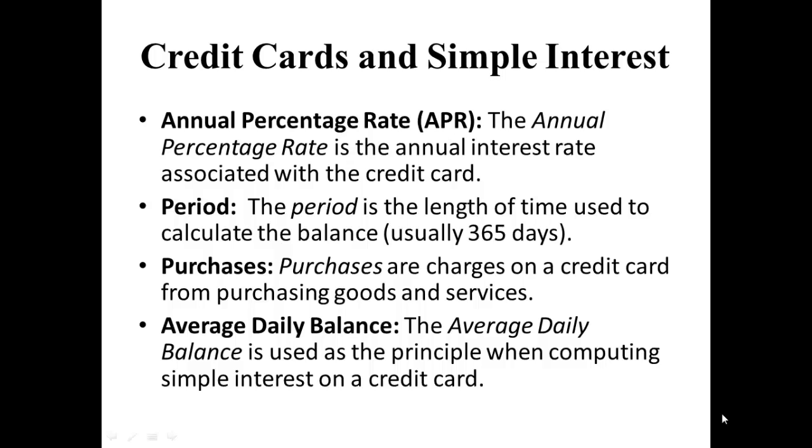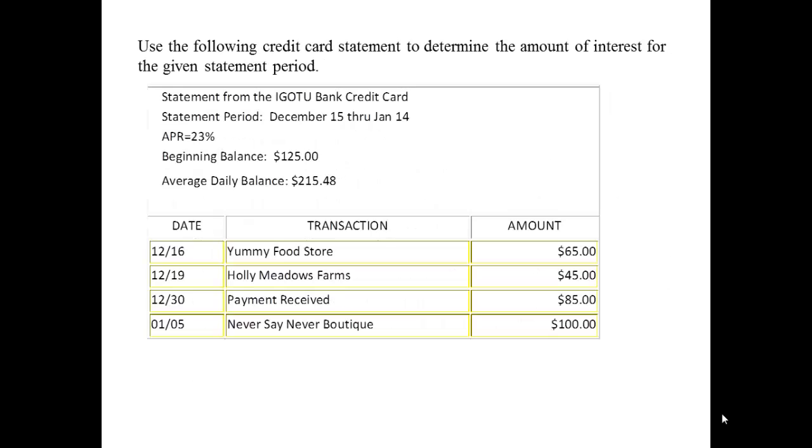Credit cards and simple interest. The annual percentage rate is the annual interest rate associated with the credit card. The period is the length of time used to calculate the balance, usually 365 days. Purchases are charges on a credit card from purchasing goods and services. The average daily balance is used as the principal when computing simple interest on a credit card. Use the following credit card statement to determine the amount of interest for the given statement period.